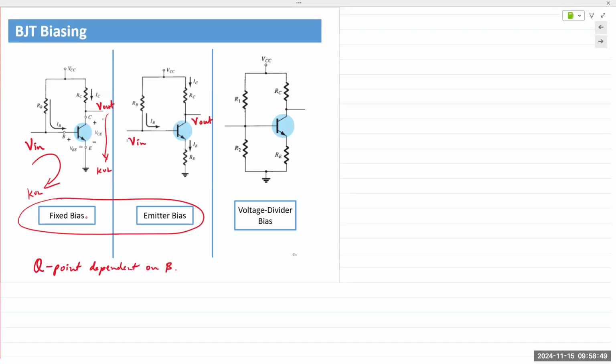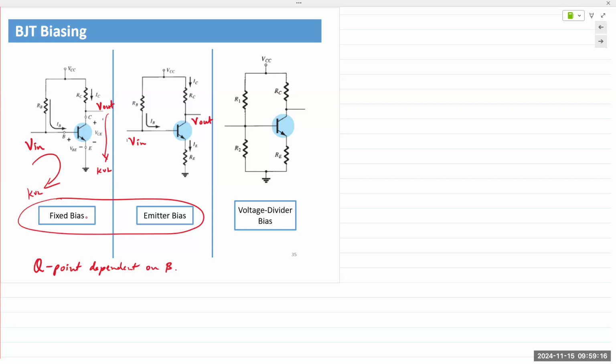The entire point of biasing is so that we can fix the Q point to operate in a certain region. Now, if your biasing circuit works for one BJT, meaning one value of beta, and you insert a second BJT in its place with a different beta, your biasing circuit may not work.